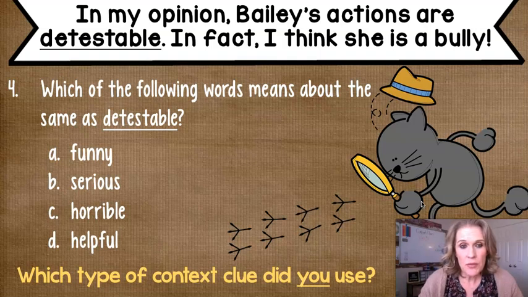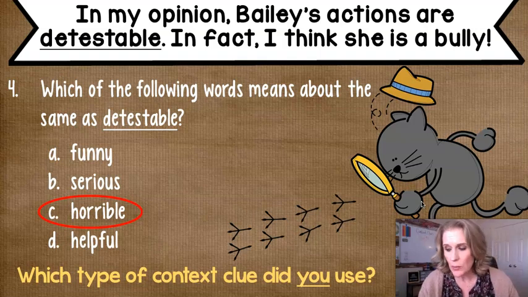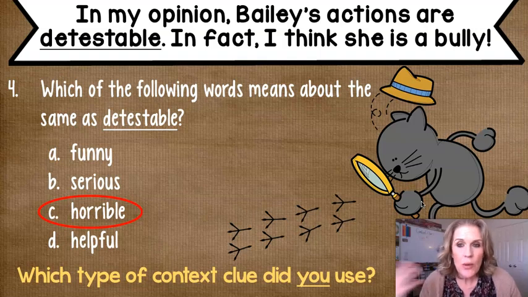Well, if you think someone is a bully, you probably don't think they're funny, right? You probably think they're a little bit more than serious. You probably think they're horrible, right? You don't think they're helpful. So we could use the clues from the text to help us figure out that the word detestable probably means horrible. Which type of context clue did we use? We made an inference with our prior knowledge, right? Our schema. If we think someone's a bully, we don't think they're funny, serious, or helpful. We think they're horrible.